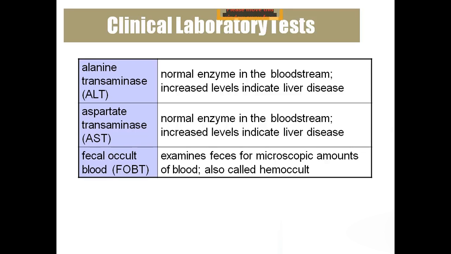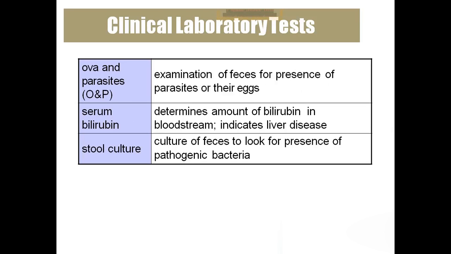Fecal occult blood: examining the feces for any blood. Ova and parasites: if the person has any tapeworm infection, they will check the fecal matter for ova and parasites. Serum bilirubin determines the amount of bilirubin in the blood, to confirm whether the person has jaundice or not.